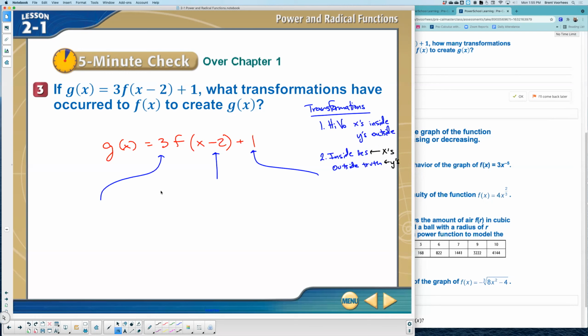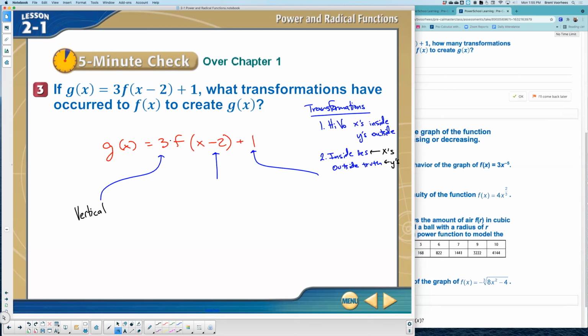And so going through these transformations, tell me the 3 here, inside or outside? It's outside. So if it's outside, it is vertical. If you're taking a test, they would say something about vertical.